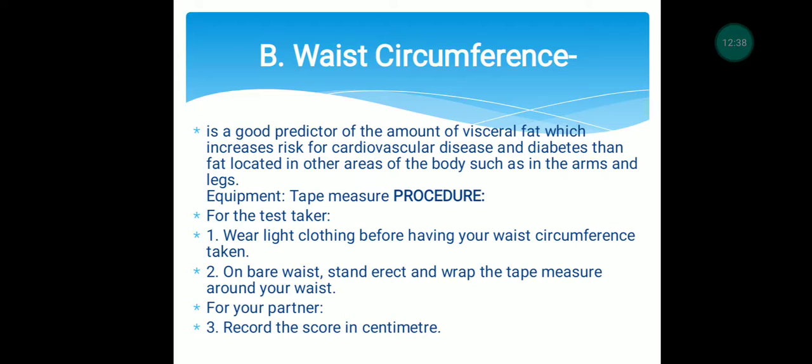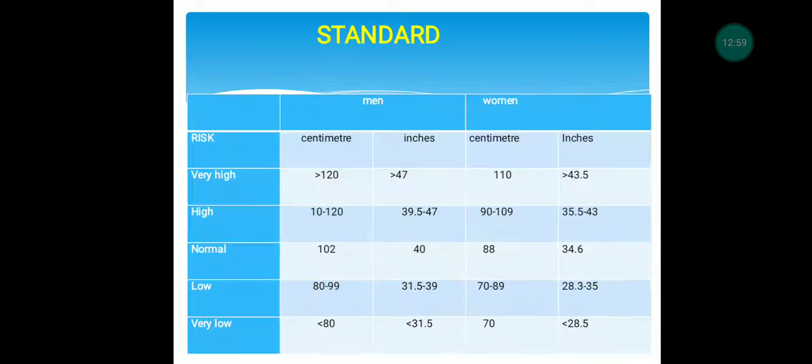So the procedure for the test taker: wear light clothes before having your waist circumference taken. Second, on a bare waist, stand erect and wrap the tape measure around your waist. For your partner, record the score in centimeters. So these are the standards for men and women.